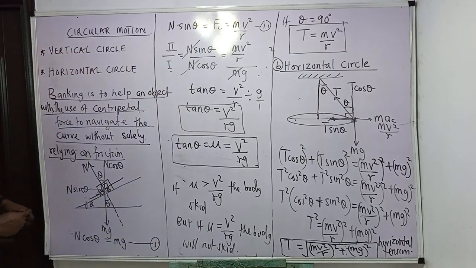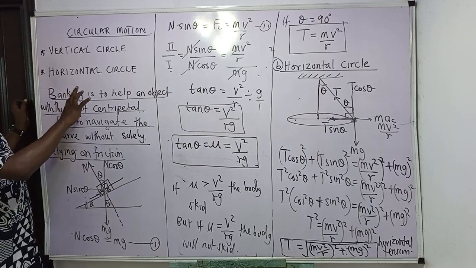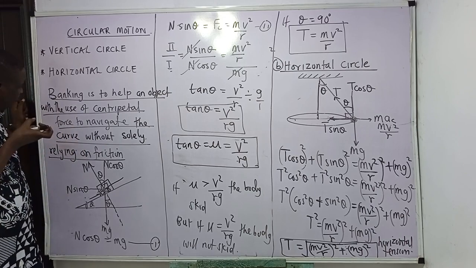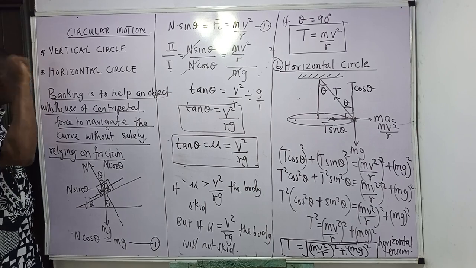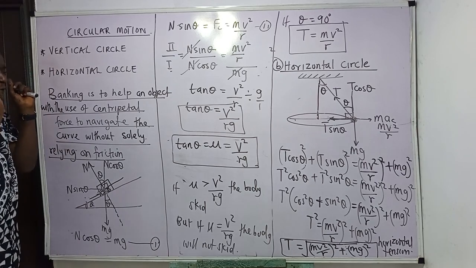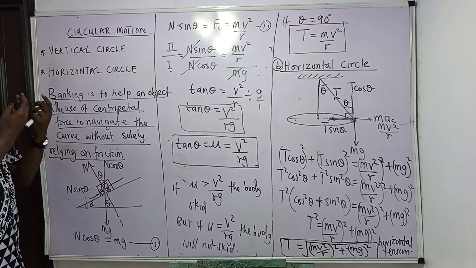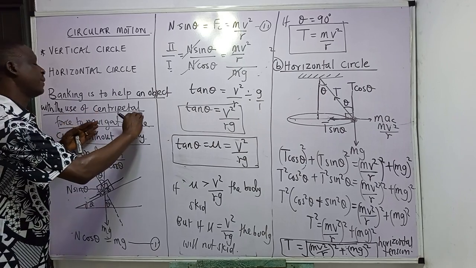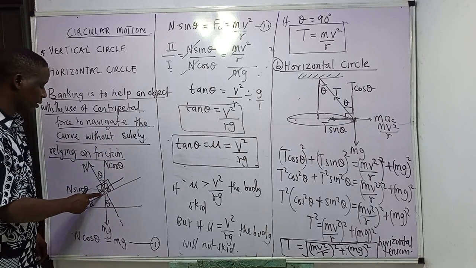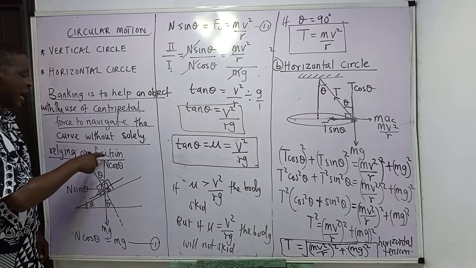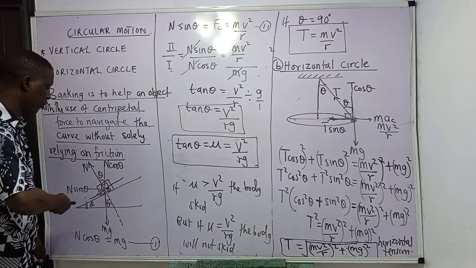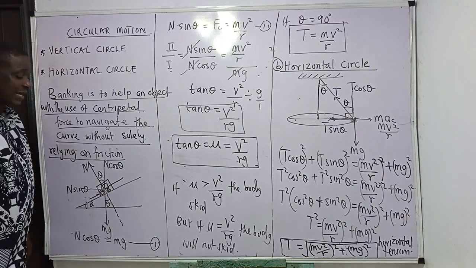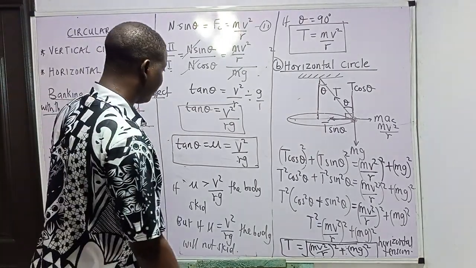So you now see where we are going. Banking is to help an object with the use of centripetal force to navigate the curve without solely relying on frictional force. We don't want to rely only on friction, but we want to bring in centripetal force, so that both the centripetal force between the tire and the wheel, and the frictional force, enable the body to move from one point to another. That's the reason why we are analyzing banking theory. So I believe that you understand it.